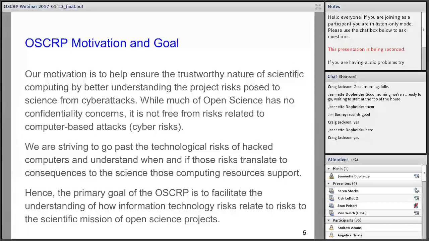So again, the overall goal is to understand how the IT risks relate to the risks of the scientific mission and the open science projects. So it brings it back not just in technology speak, but it brings it back to talking about things that I understand and care about, like the accessibility of my data and systems, the integrity of my data, things like that.